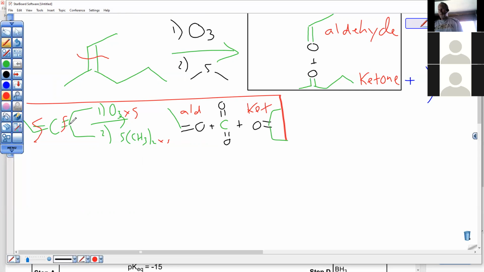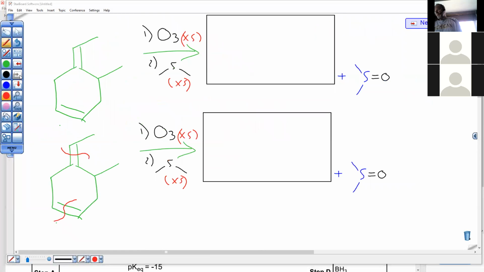Right. Okay. So basically wherever there's a double bond, you break that off. You break that and get an oxygen here and an oxygen there. And the third oxygen goes there, but we don't care. I mean, we care, but we don't get points for caring.